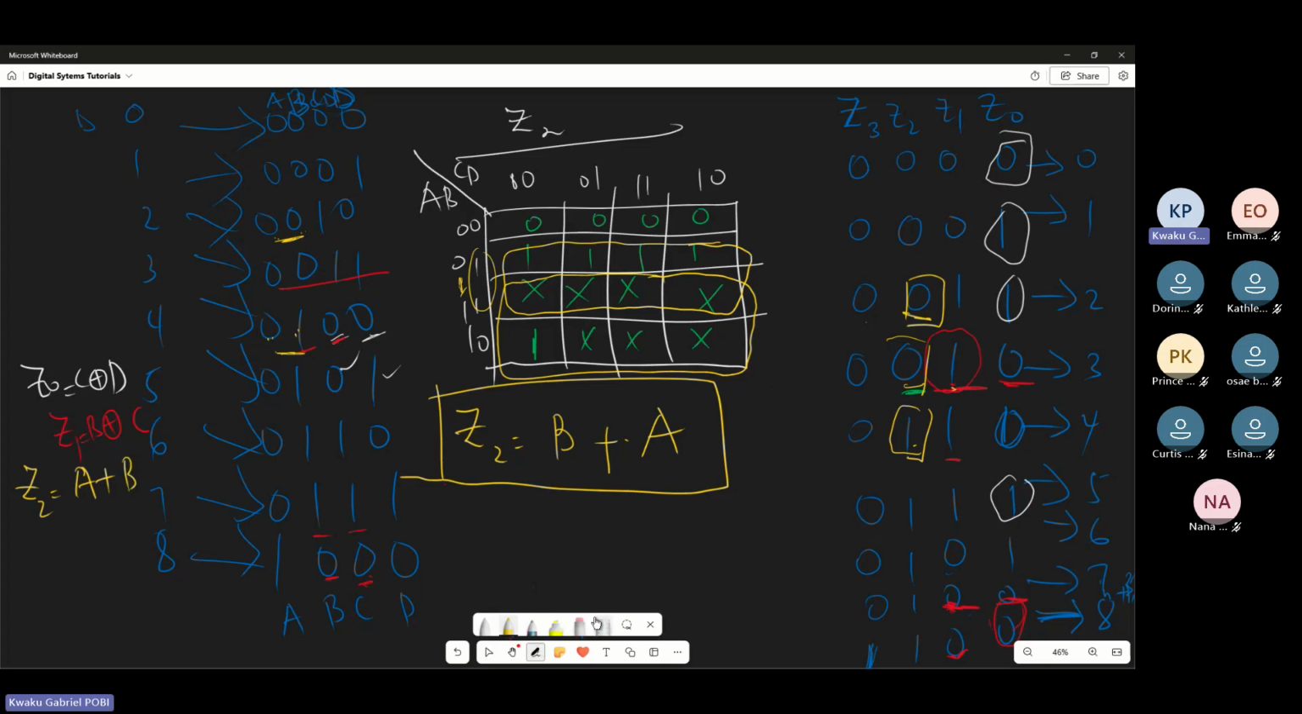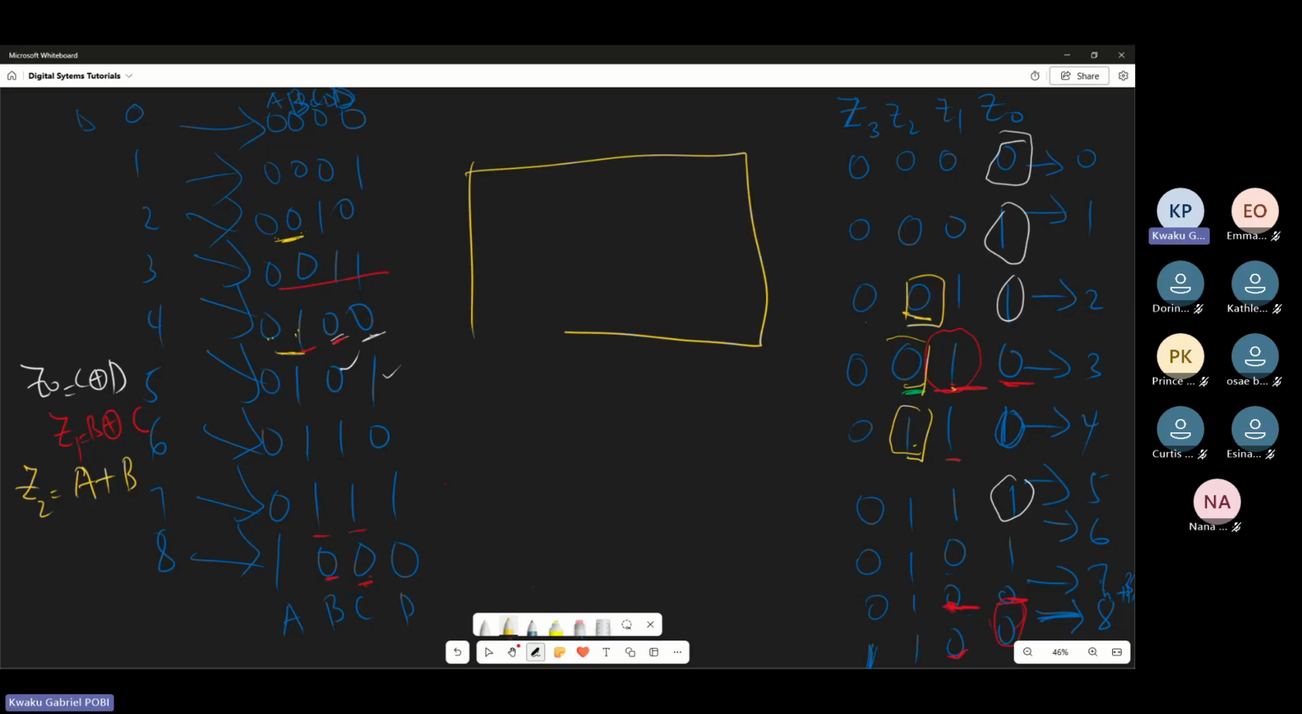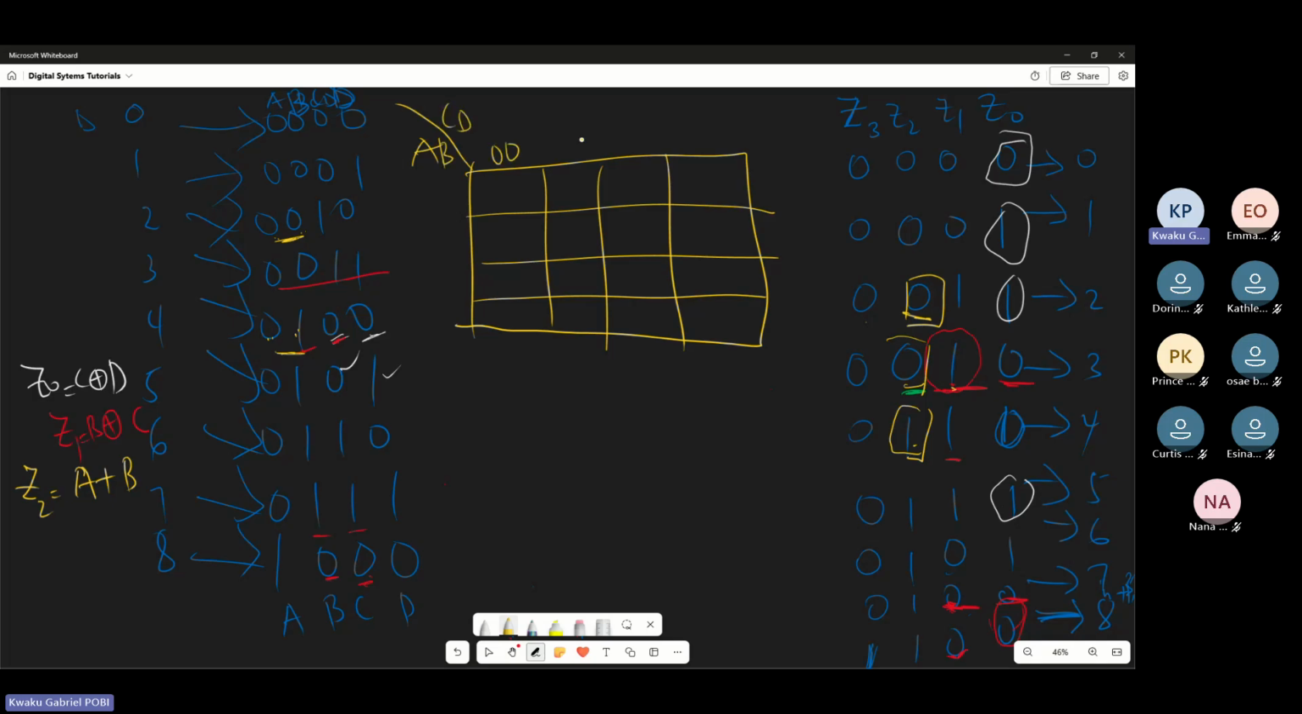Then we go and do Z3. Then we are done. So for Z3 too, we will have this K map for it. A, B, C, D, 0, 0, 0, 1, 1, 1, and then 1, 0, and 0, 0, 0, 1, 1, 1, and then 1, 0.